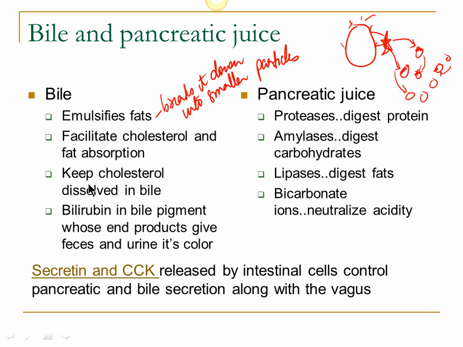Bile salts also keep cholesterol dissolved in bile, and whenever the ratio between bile salts and cholesterol changes, then you can get deposition of these salts or cholesterol, and that's when you get gallstones. So when people get gallstones, it's because this ratio has been disturbed. And lastly, in bile, you have bile pigments, and one of the pigments called bilirubin is the one which gives feces and urine its color. The yellow coloration of feces and urine is due to what is called urobilinogen and stercobilinogen. So that's the pigment which is present.